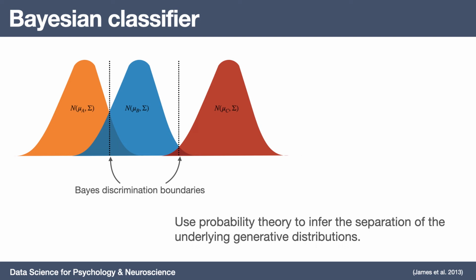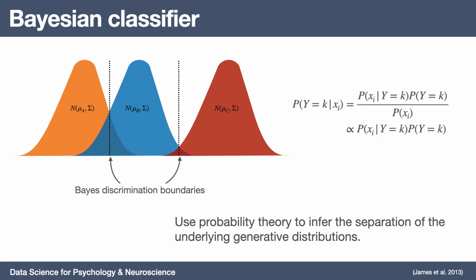But if you make a few assumptions about the nature of these distributions, you can use probability theory to come up with an estimate of any observation originating from distribution A, B, or C. And the way we do it is we actually invert the problem. What we're estimating is the probability that Y is a particular distribution given a single observation xi.